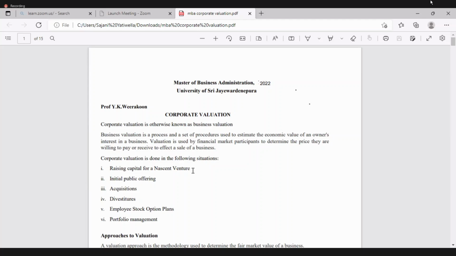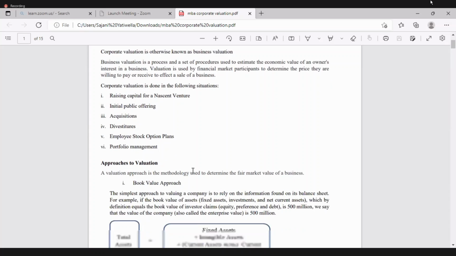Then in the market, there are some different managers, the investors. Some companies maintain portfolios, different kinds of investment. So the portfolio manager thinks about what is the company's fair value. They know the reported value, but practically, when they make some investment, whether they have to purchase that particular company's share, then they have to decide what is the fair value of that particular company. For that purpose, corporate valuation is essential. So likewise, there are different reasons. Then approaches to valuation.